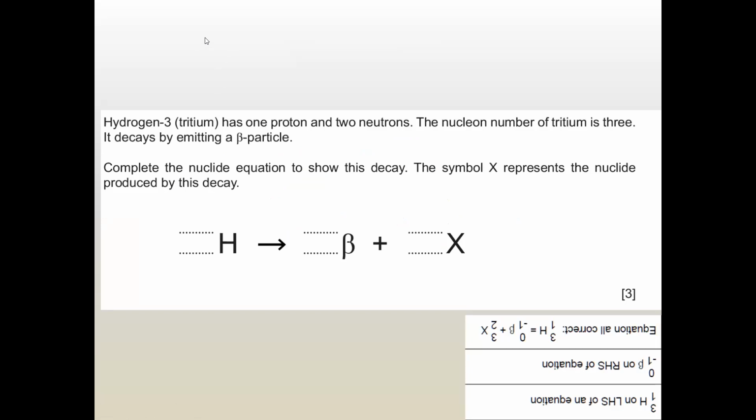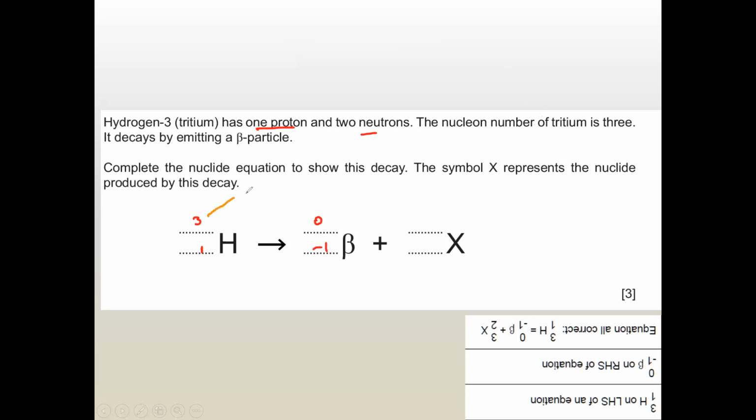Another question related to beta emission. The hydrogen isotope tritium has 1 proton and 2 neutrons. So what is the nucleon number? 1 proton and 2 neutrons, so 1 plus 2, so the nucleon number will be 3 and the proton number is 1. It emits a beta particle; complete the equation. So the beta particle is 0 and minus 1. And the symbol X represents a nuclide formed by this decay. So what will be the nucleon number of element X?